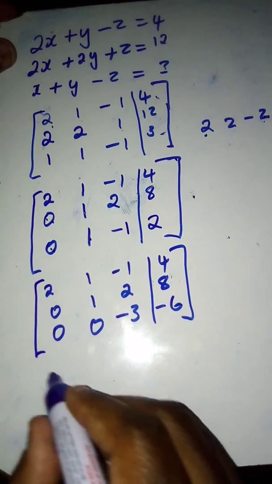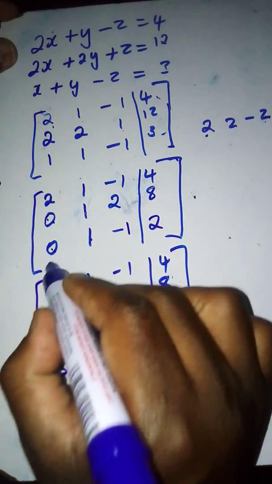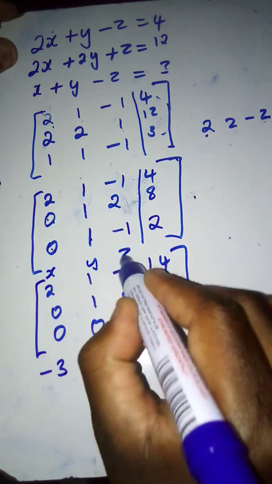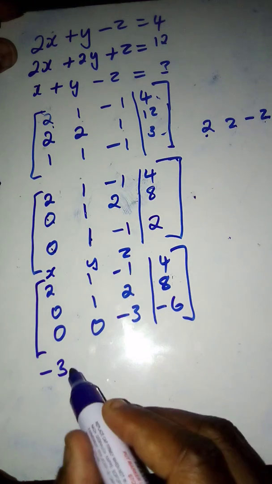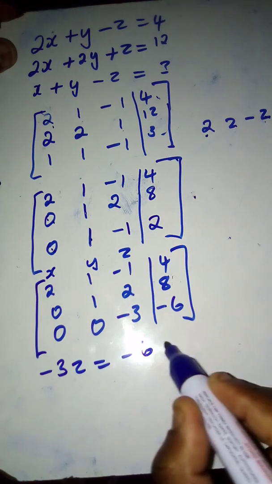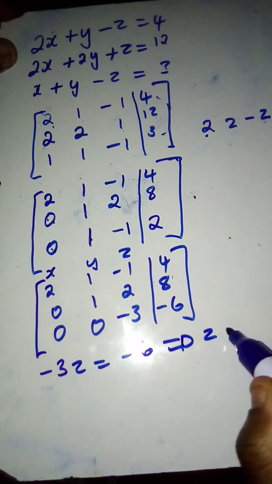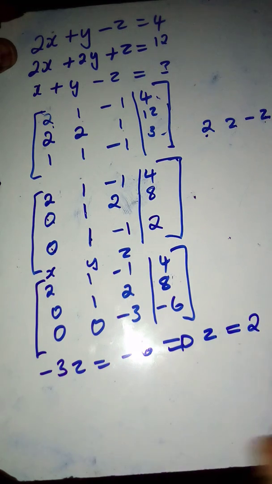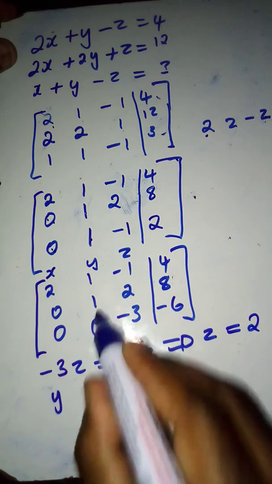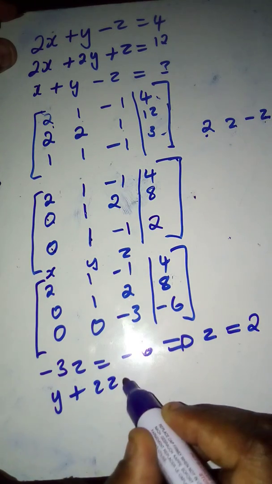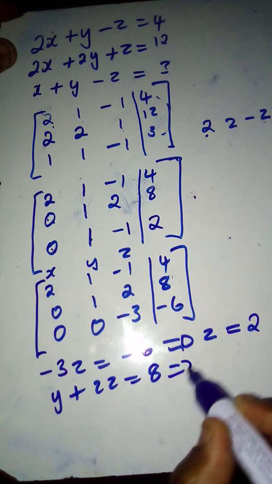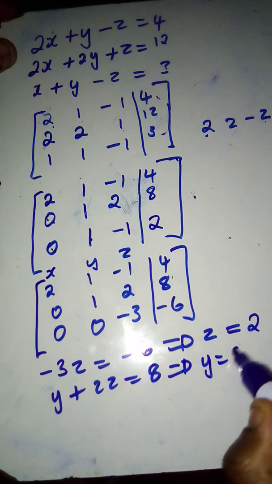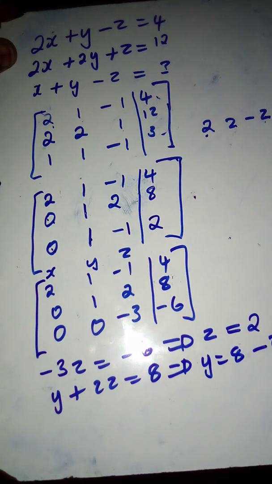Now this one means minus 3. Remember the equation is in x, y, and z. So this is minus 3z equals minus 6, which implies that z equals 2. With z equal to 2, we say y plus 2z equals 8, so y equals 8 minus 2 in brackets, 2 in brackets, 2. So y becomes 4.